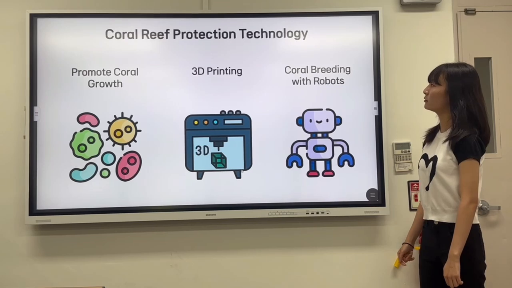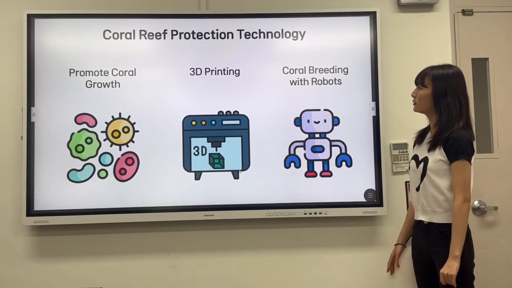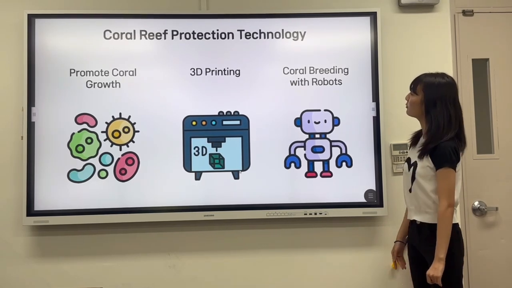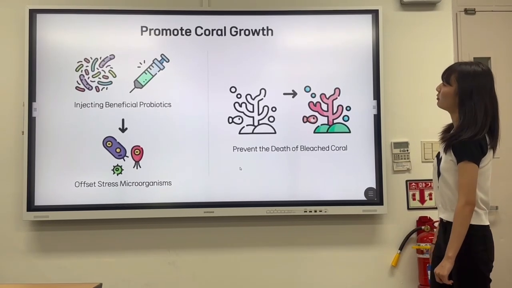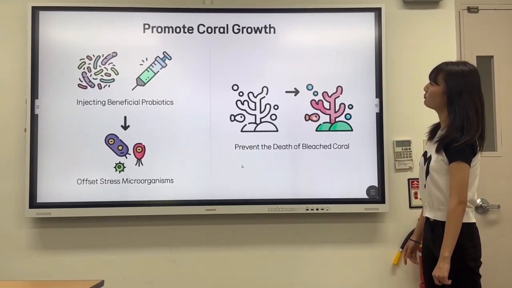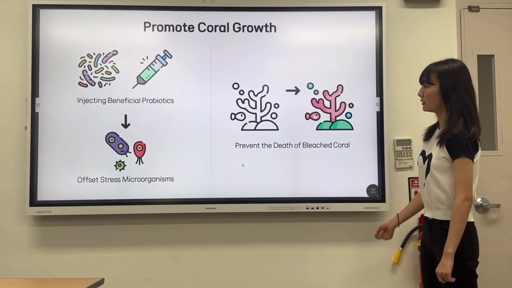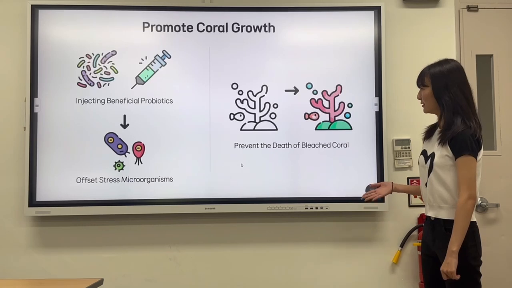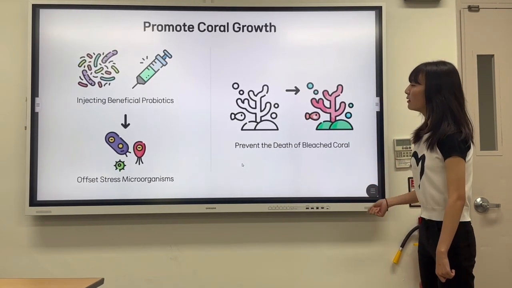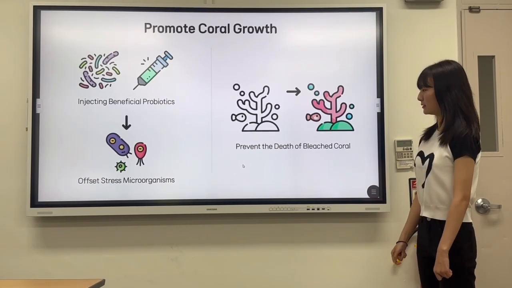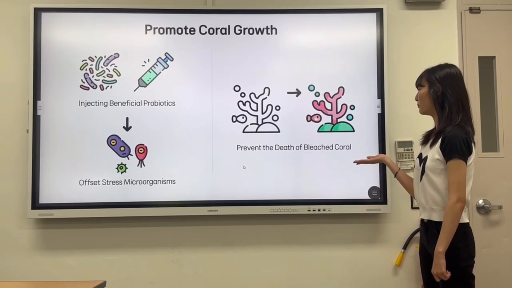There are three technologies to protect the coral reefs. First, promoting coral growth with microbes. Second, 3D printing. Lastly, coral breeding with robots. First, microbes can promote coral growth by injecting beneficial probiotics, and we succeeded in developing microorganisms that can resist stress. In particular, they can prevent the death of bleached coral.